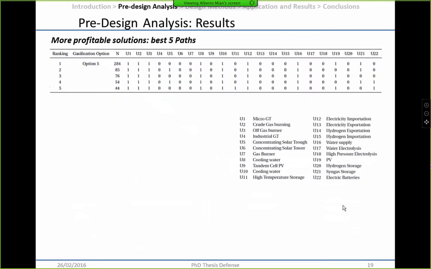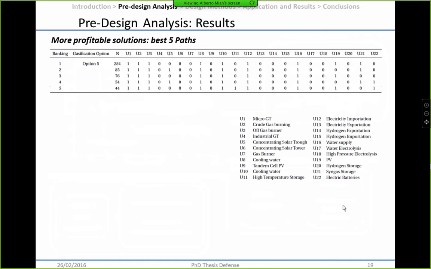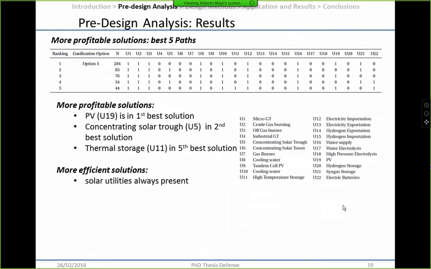Another way to display the results. In this case, for the most profitable path, so for this type of gasification, I ranked the 5 best configurations. I had 22 utilities in my superstructure, and we see that 284 times out of 1,000, this solution was the optimal one. So this is a way to account for uncertainty when we have to select utilities.